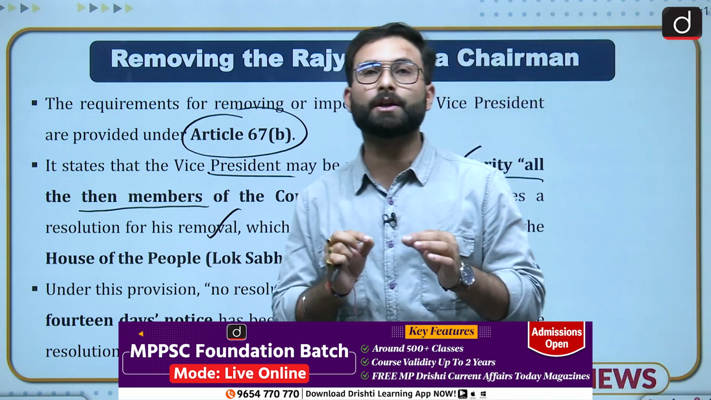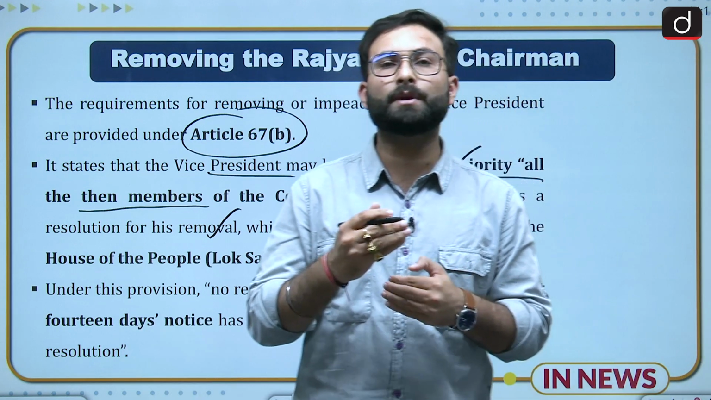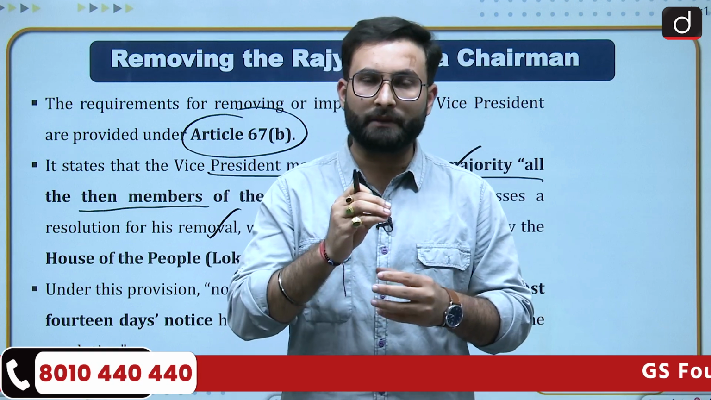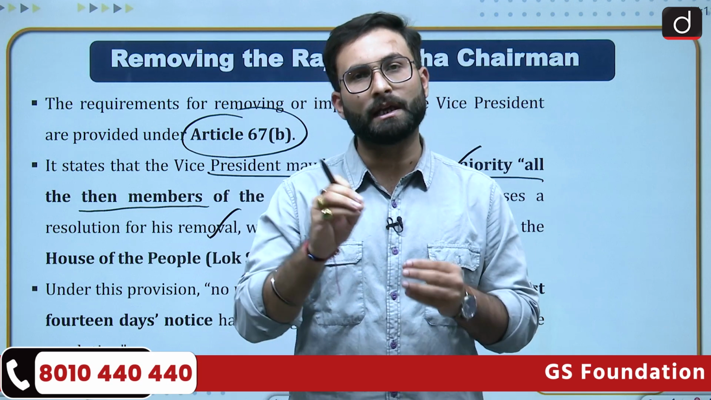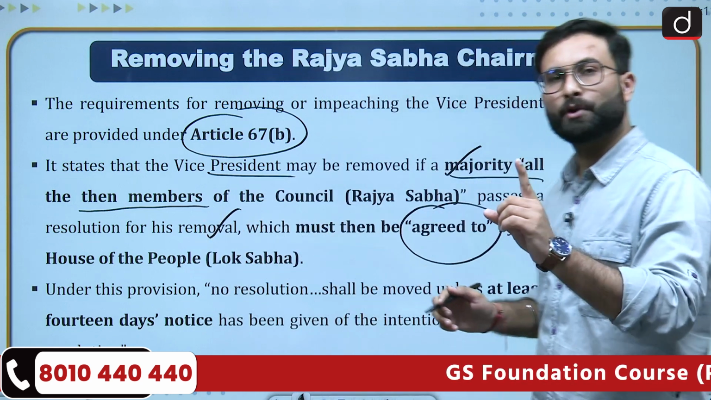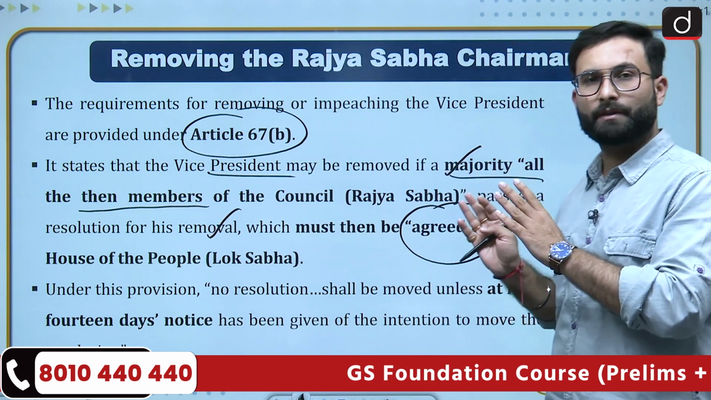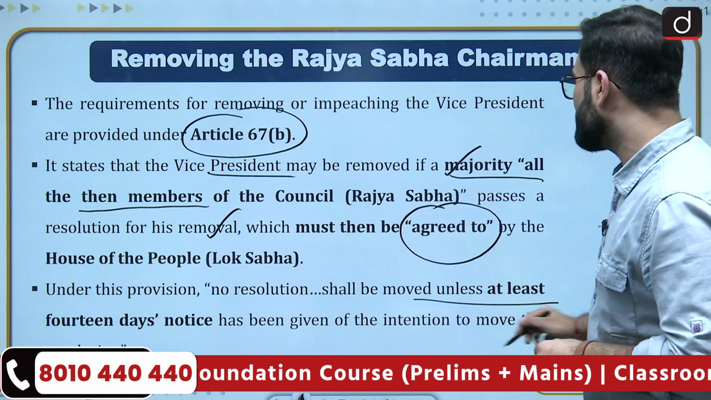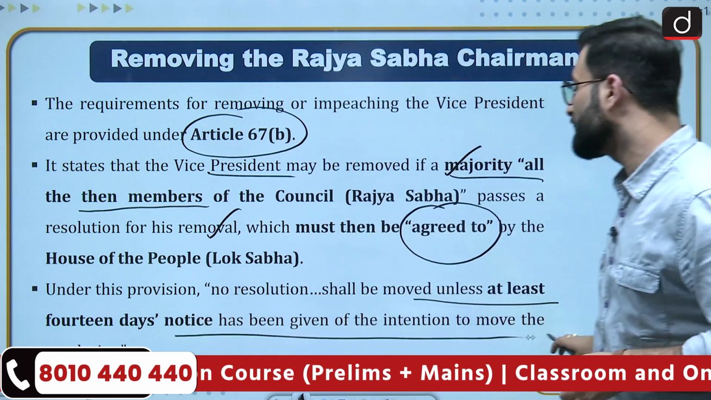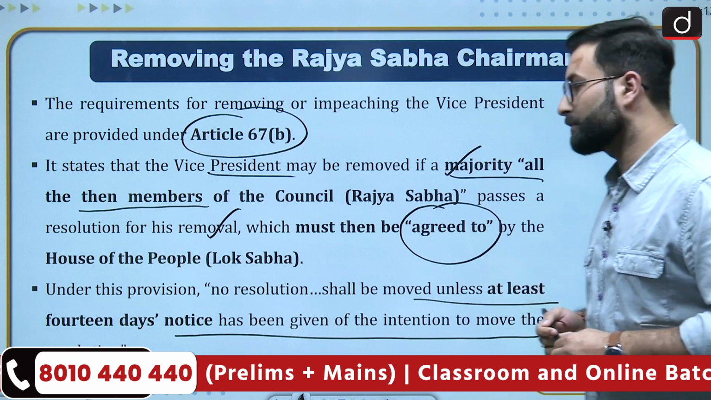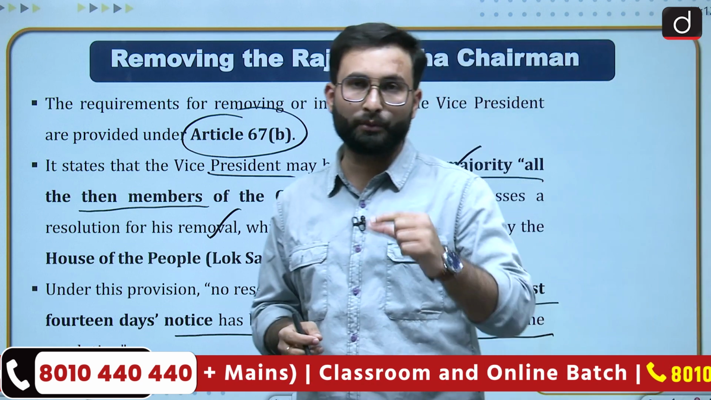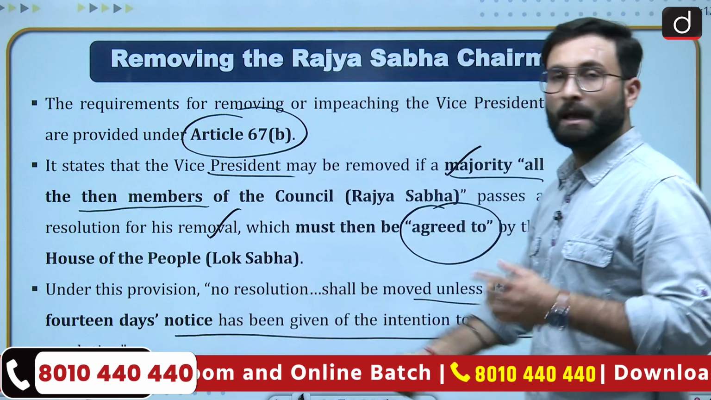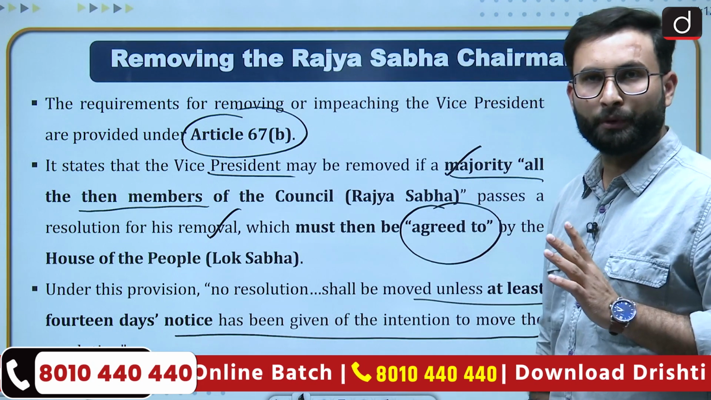Now this word "agreed to" has an ambiguity: what do you mean by agreed to, whether you have to pass it or you just have to agree, it was not explicitly defined over here. So that is one ambiguity, which we will deal with in the later part. Now under this provision, no resolution shall be moved unless at least 14 days' notice has been given of the intention to move the resolution. So before moving the resolution, you have to give 14 days' notice, otherwise you will not be able to put forward the motion.